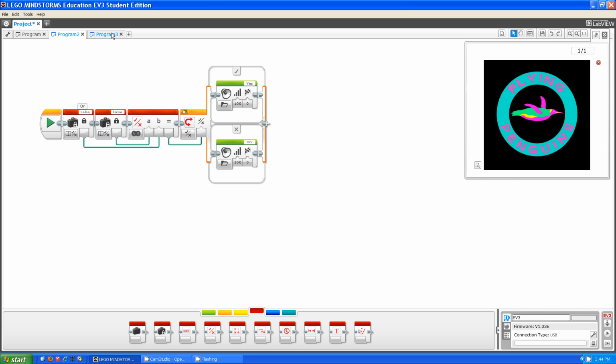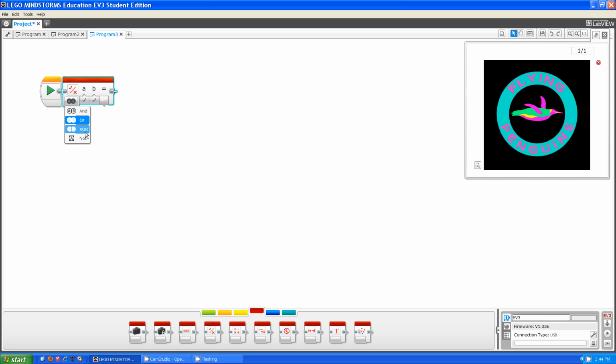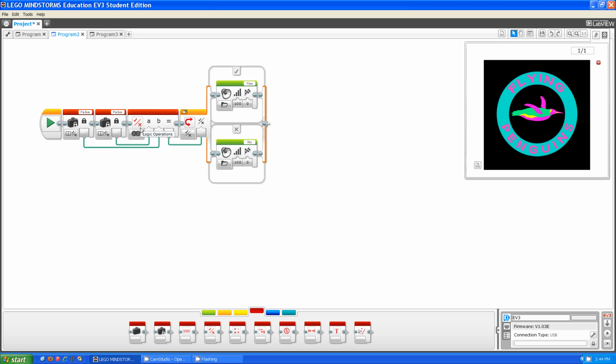Okay, so the next setting after that is called XOR. What that does is it asks if only one of them is true. So, this should say no, so let's test it. As you could hear, it said no because neither one of them was true.